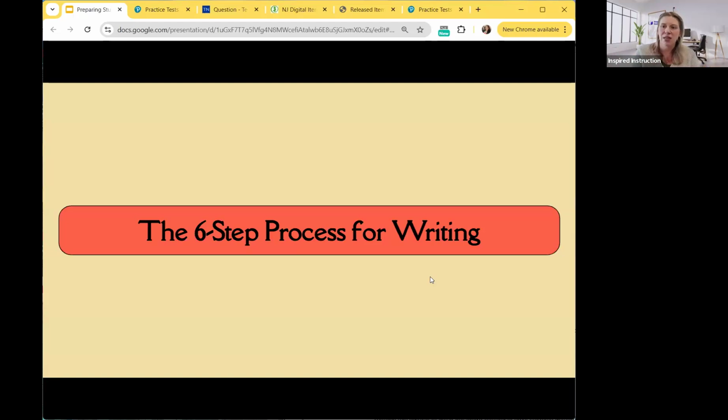All right, the 6-step process for writing. So for high stakes assessments, we know that there is a reading and multiple choice question part, and then there's the writing part.